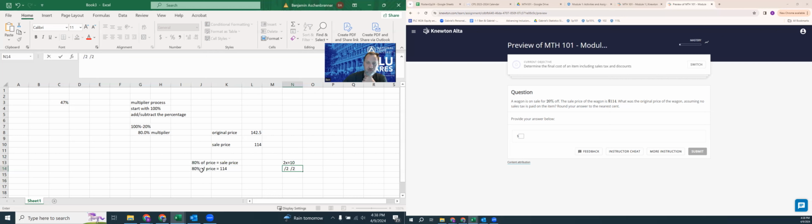So in this situation, 80% times the price is 114. So we can reverse course here and take 114 and divide it by 80%. And that should give us the answer I'm looking for, which in fact is a second way to solve the problem using a little bit of algebraic thinking.